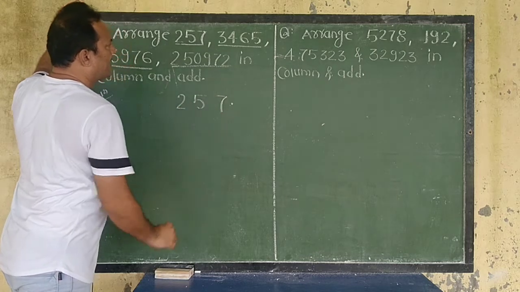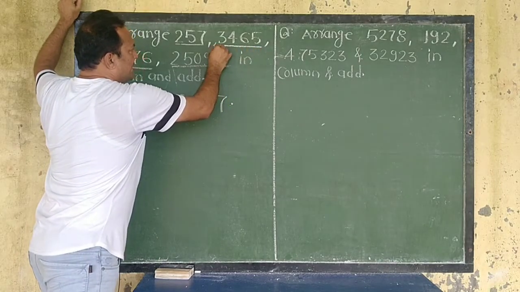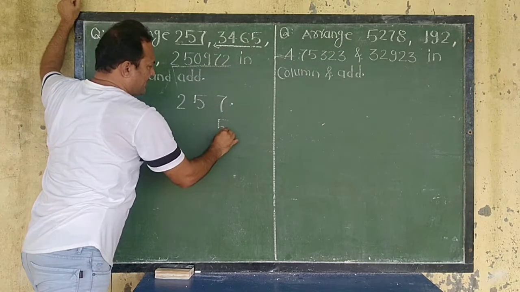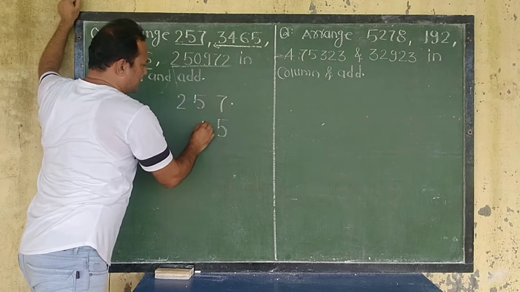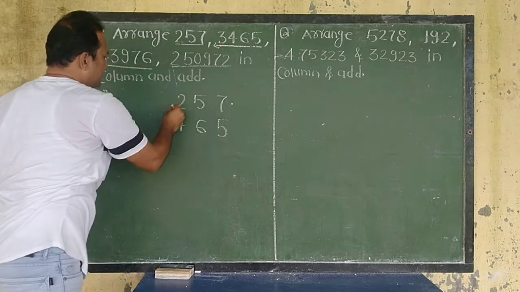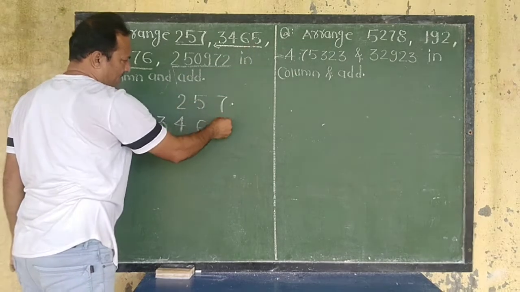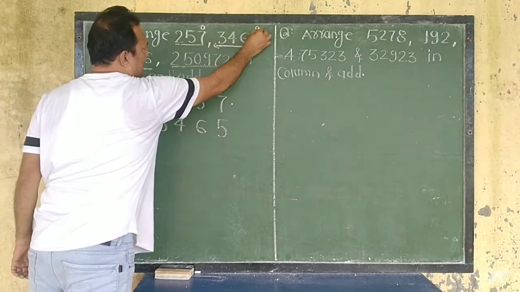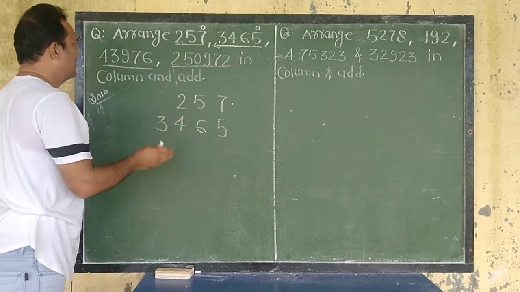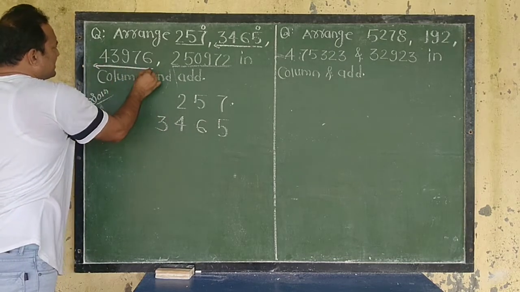Now always arrange the second number from this side to this side, starting from this 5. Exactly this 5 we write here, then 6, then 6 here, this 4 here, this 3 here. This is the arrangement, exactly 5, because this is ones and this is also ones. Arrange all ones digits in one column, tens in the tens column. Now we start to arrange from this side to this side.